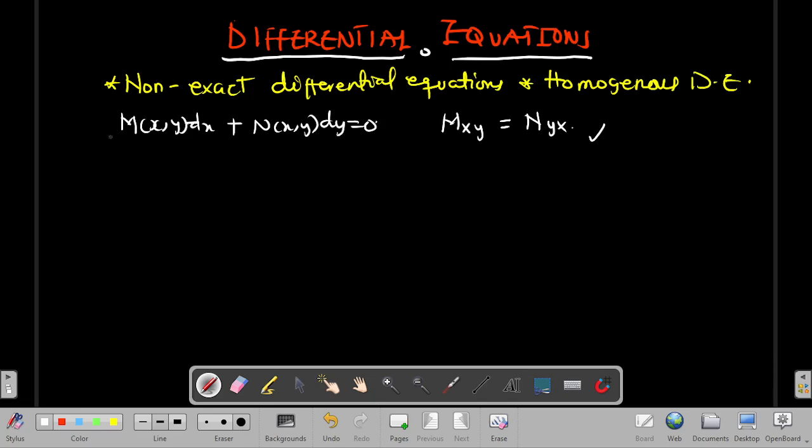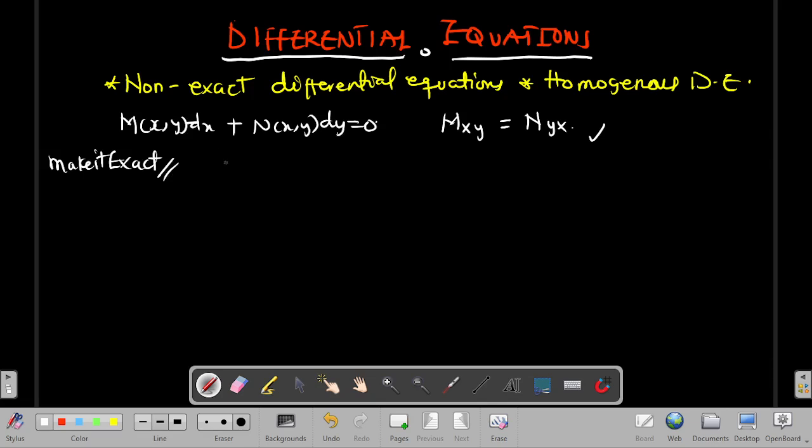So if you do your exactness test and find out that your differential equation is non-exact, the solution is that we have to make it exact. That is the whole goal. How do I make a differential equation which is not exact into an exact differential equation?